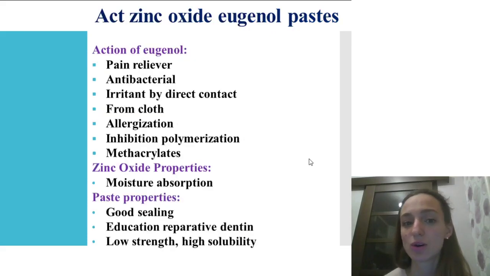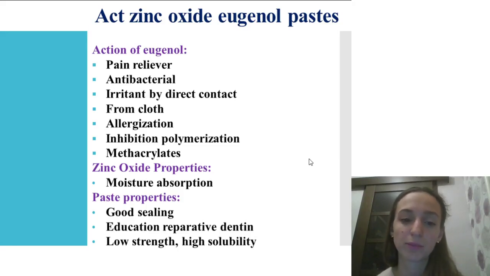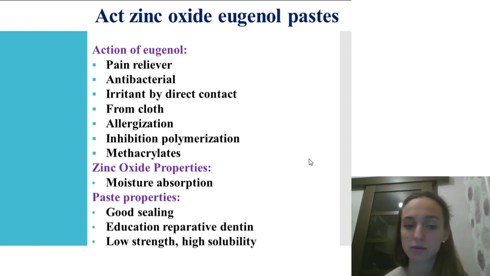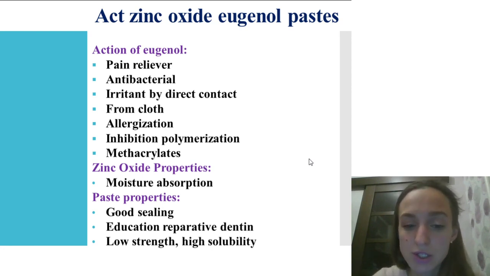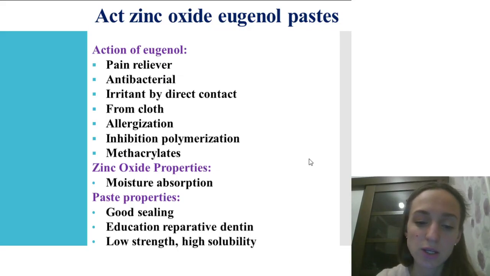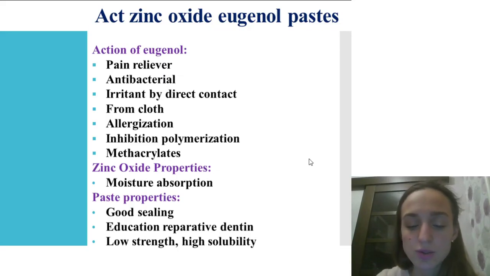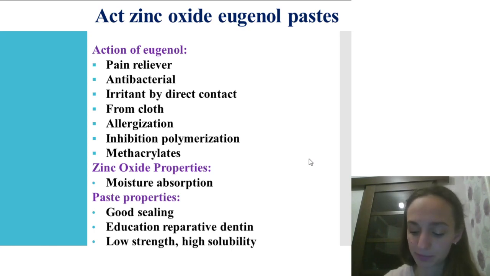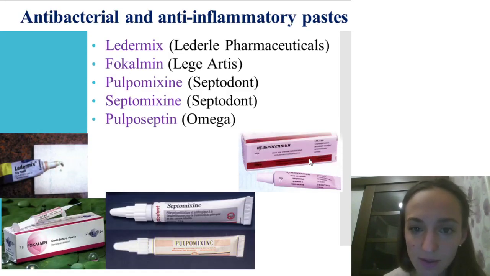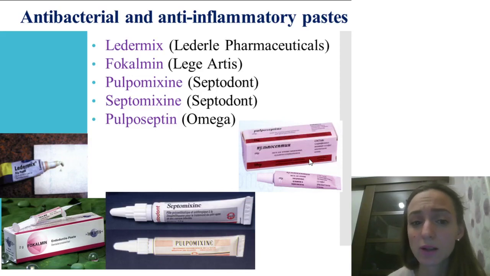Then the action of zinc oxide eugenol paste. Action of eugenol: pain reliever, antibacterial action, irritant by direct contact, then from close distance, allergization, inhibition of polymerization of methacrylates, then properties, moisture absorption. And paste properties: good sealing, formation of reparative dentin, and low strength and high solubility. Antibacterial and anti-inflammatory pastes: Tislegermix, Fakalmin, Pulpomyxin, Septomyxin, and Pulpocyptin.